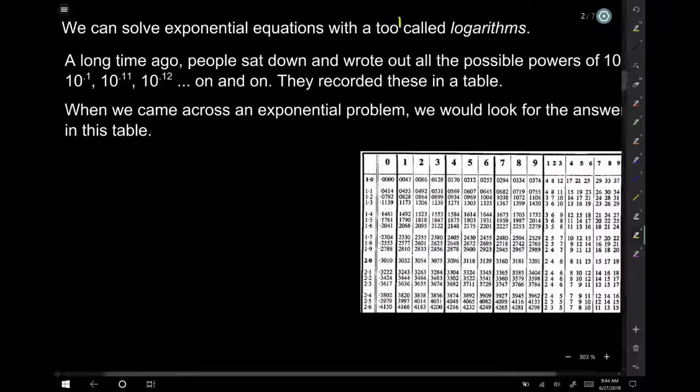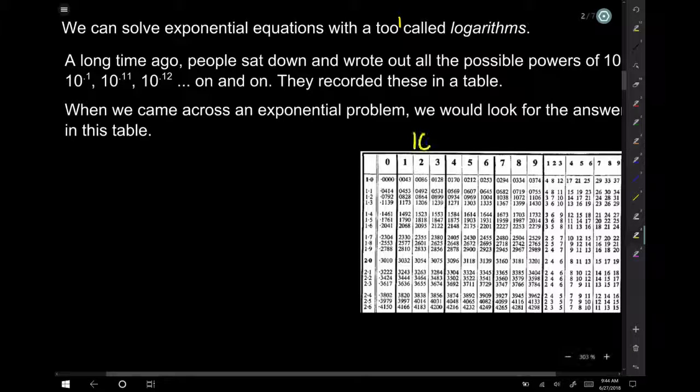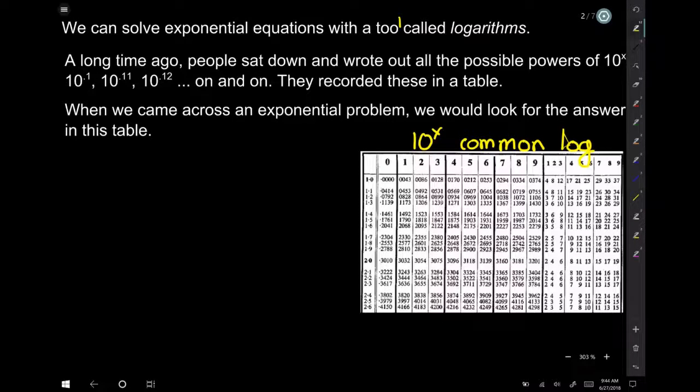Well, we can solve exponential equations with a tool called logarithms. Over on this part here, this little table, is how people used to solve exponential problems. This is a table of logarithms for powers of ten. Okay, 10 to the x is called a common logarithm. So here's how this would work.